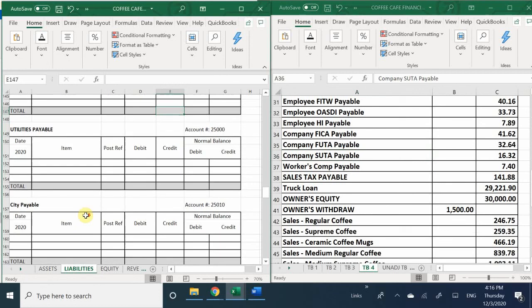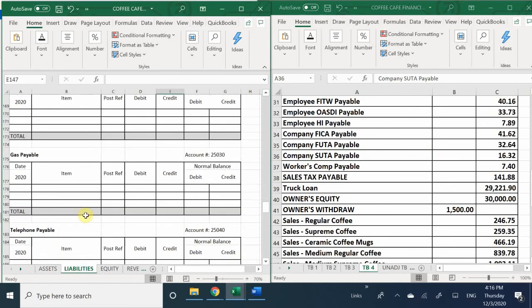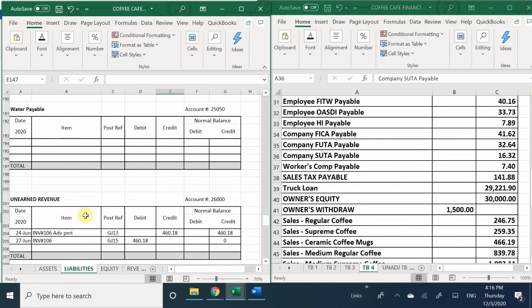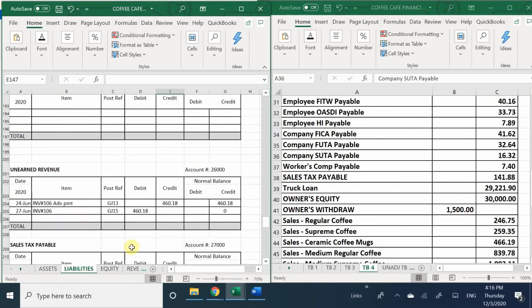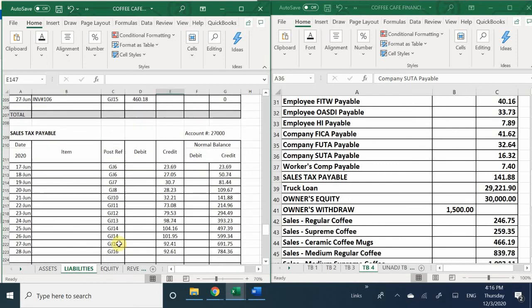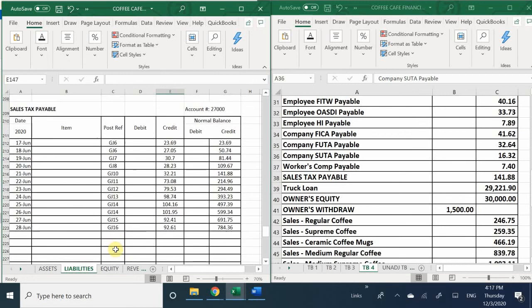Utilities expense. We don't have any, so city, water, telephone, all of those are nothing. What about unearned revenue? No, we don't have an account balance for this, so we don't need to include it. And then sales tax payable definitely has changed.